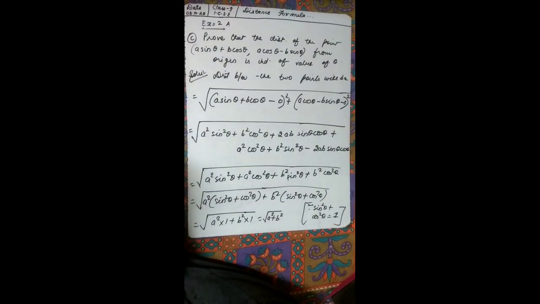Prove that the distance of the points (a sine theta plus b cos theta, a cos theta minus b sine theta) from the origin is independent of the value of theta. See, this is one coordinate where x is a sine theta plus b cos theta and y is a cos theta minus b sine theta. So the distance from this point to the origin is independent of theta. That means when you solve using the distance formula, your answer should not come in theta terms. Okay, so that is what we are going to prove.